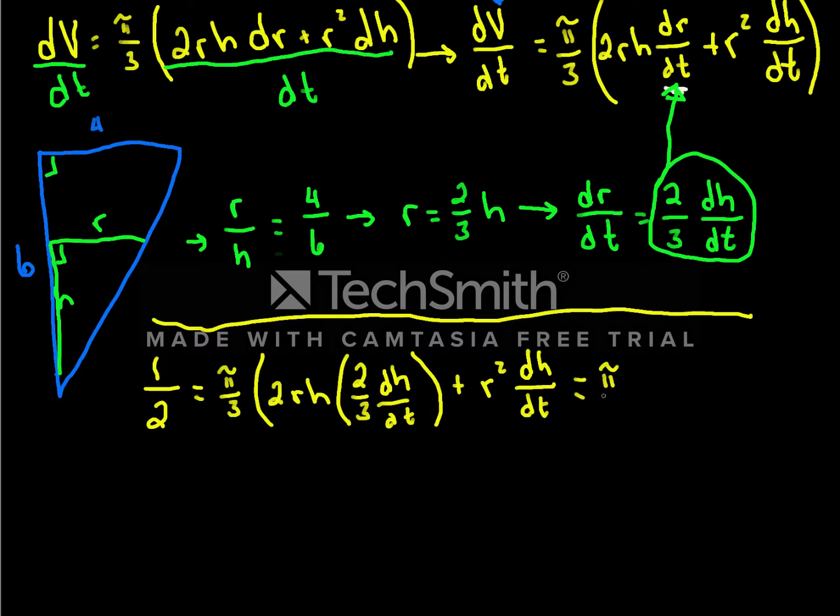which is equal to pi over, well, actually, I'm going to do something here. I know most of you don't like fractions, so I'm going to factor it out. So this is pi over 9 times the quantity 4rh plus r squared dh dt.